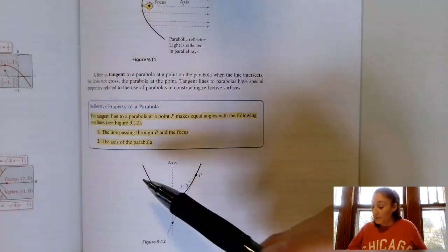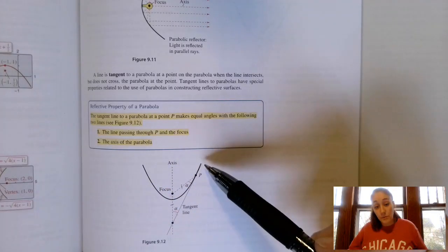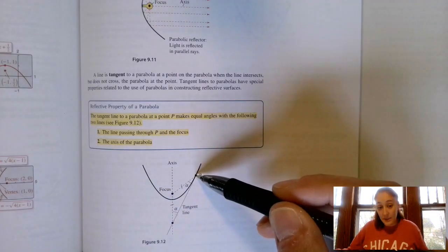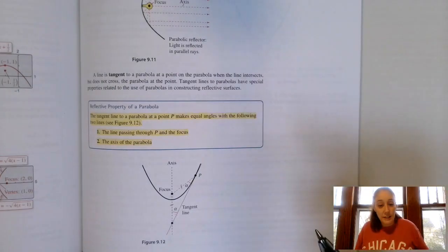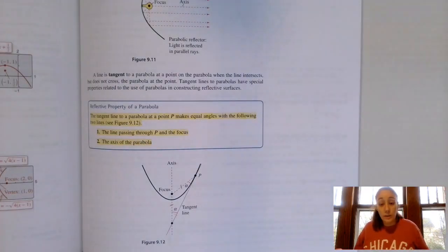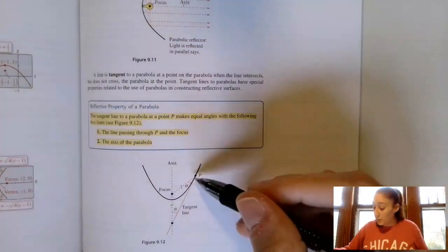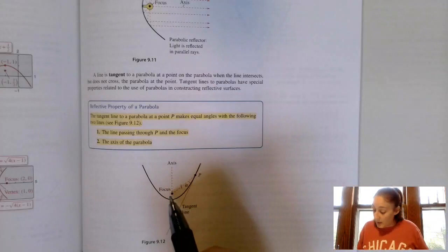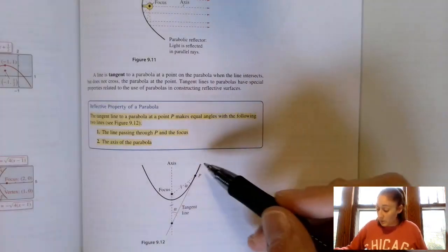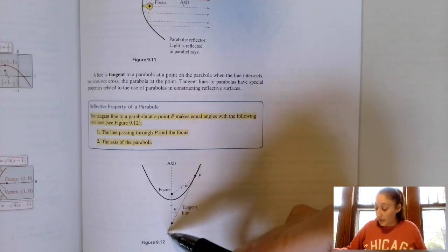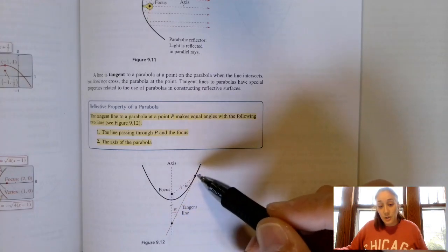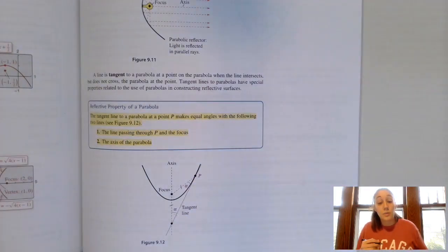So here is what we have. We have a parabola, and we have a point on the parabola. Let's just pretend that point is the point (1, 1), just like in our example. If this point were (1, 1), and this is the focus, what we could do is find the equation of this line right here, which is tangent to the parabola. It means it's touching the parabola in exactly one point, and that point in this case is (1, 1).